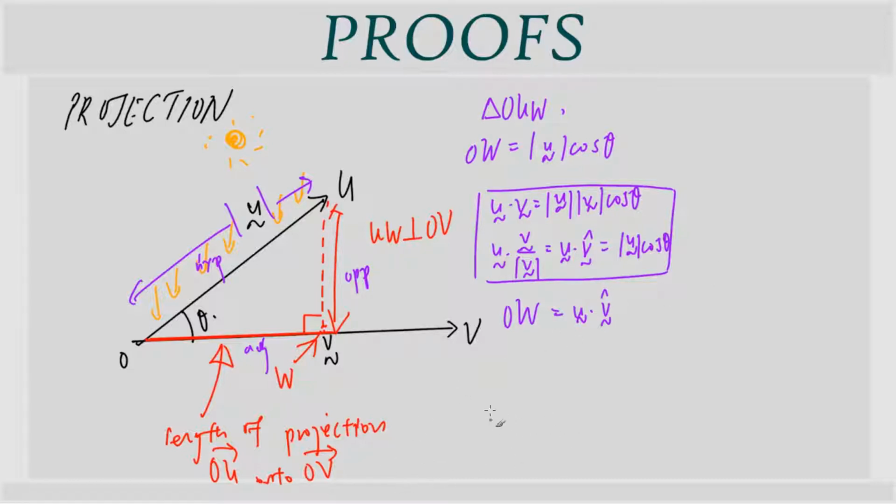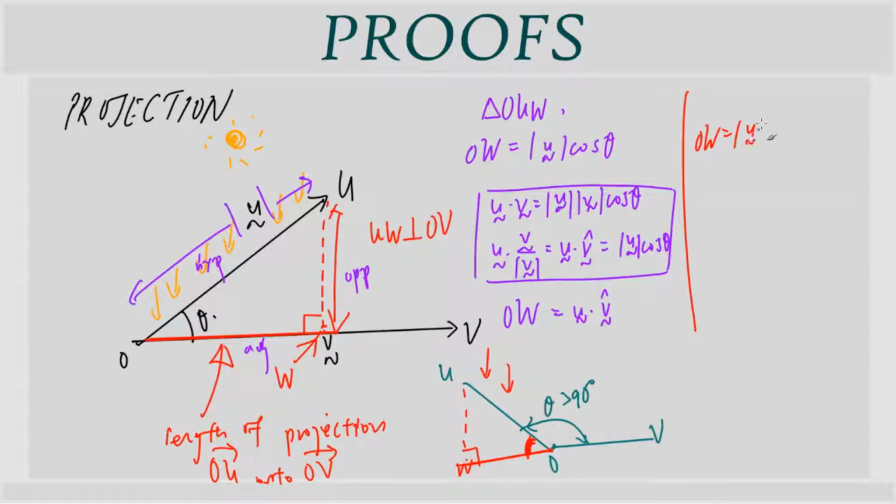But this is not the end of the formula, because what if the points O, U, V form an angle theta that is more than 90 degrees? So this is O, this is U, this is V. The length of projection of OU onto OV would be this length over here, which is VO produced. So W is on VO produced. In this case, OW is still the length of projection, only that the angle is this angle over here, which is 180 degrees minus theta. So we have OW is equal to the modulus of U times cosine of 180 degrees minus theta, which is equal to negative of the modulus of U cosine theta. And that's equal to negative of U dot the unit vector of V.